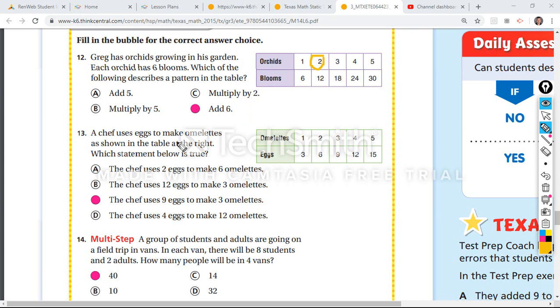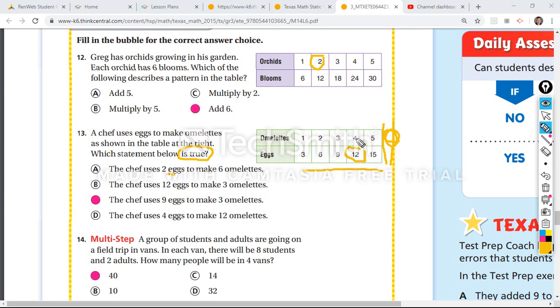A chef uses eggs to make omelets, as shown in the table at the right. 1 omelet equals 3 eggs, 2 omelets, 6 eggs. Now we see a pattern going through the rows and through the columns. Which statement below is true? The chef uses 2 eggs to make 6 omelets. Well, 6 omelets would be right here, and there's no way it could be 6 because 2 is not even here. The chef uses 12 eggs to make 3 omelets.